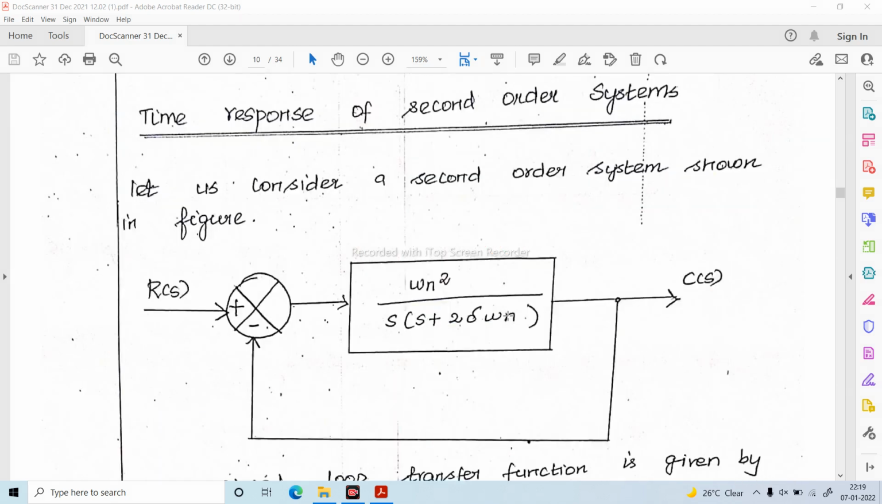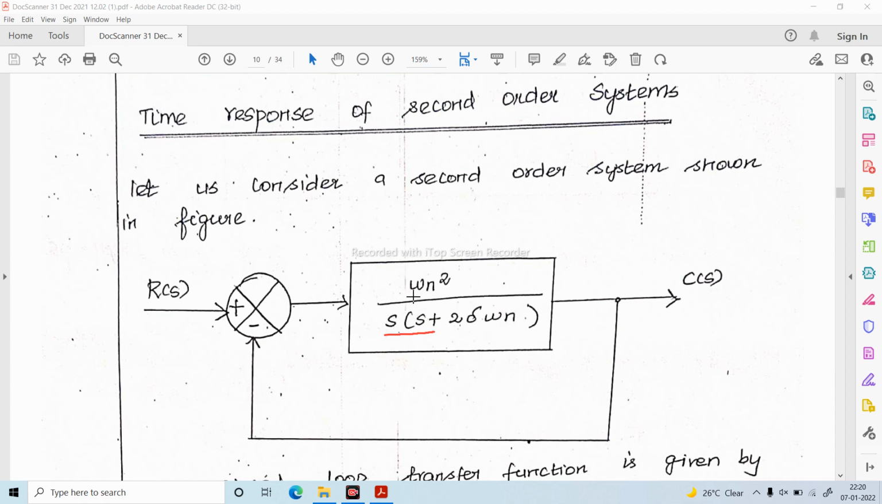So next we are going to see the time response of the second order system. Let us consider the second order system shown in figure. As I have already told, the second order means the highest power of s in the denominator polynomial, so s into s square. So this is the second order system.